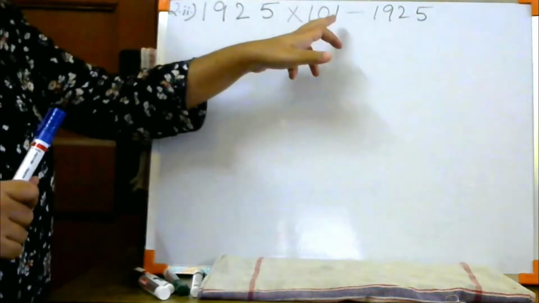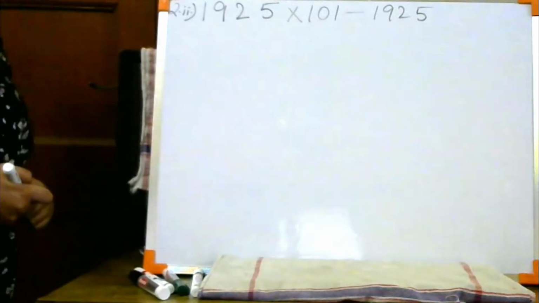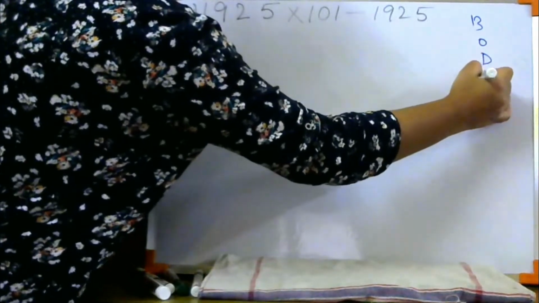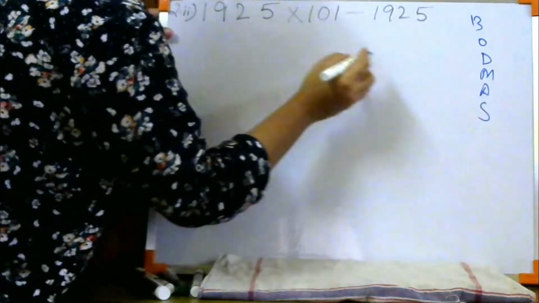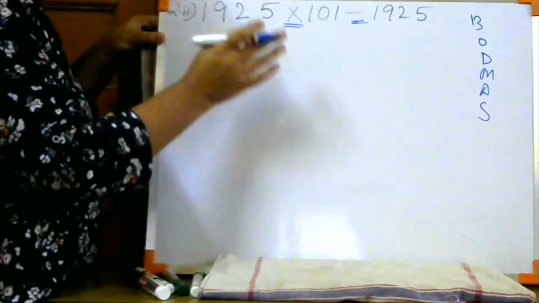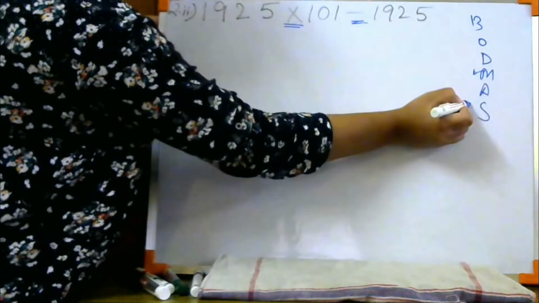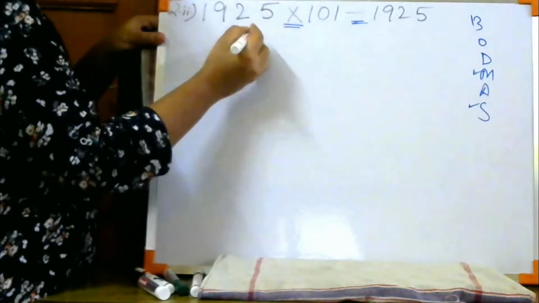1925 into 101 minus 1925. Now follow the rule, BODMAS. Which comes first? In BODMAS, what comes first? If you do not remember, write it down like this. What signs are there over here? Multiplication and minus, isn't it? So which sign will come first? See over here. Multiplication comes first, then comes subtraction. So we are going to multiply first.